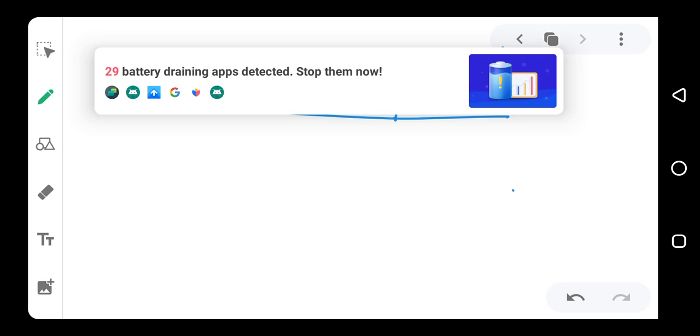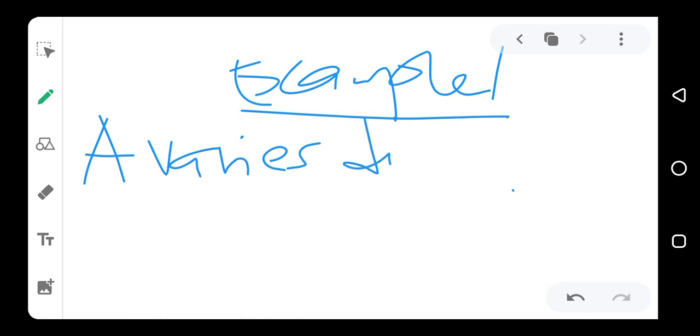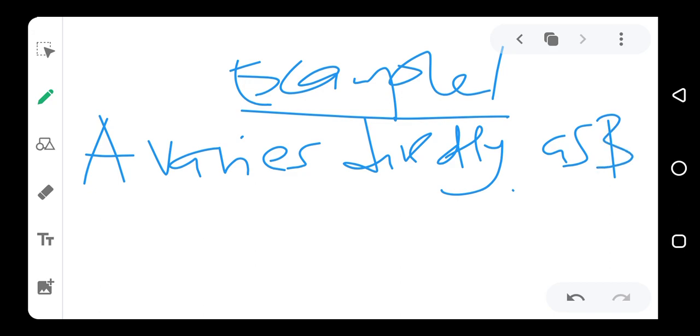Example 1. We have that A varies directly as B. If A is 2 when B is 5, find A when B is 3.